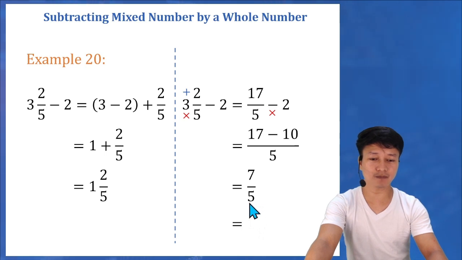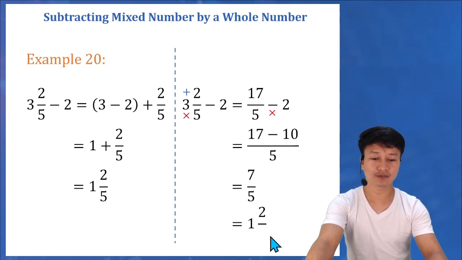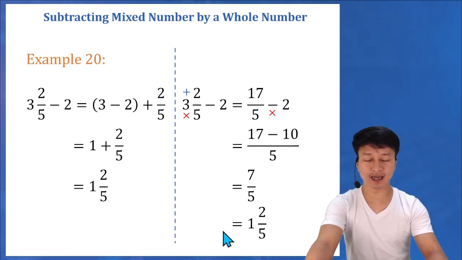So this is ilang 5 meron sa 7? 1. 1 times 5 is 5. Ilan na lang kulang para maging 7? 2 na lang over 5. So this is now the final answer. Take note that 1 and 2/5 is the same also with the answer from our previous solution.